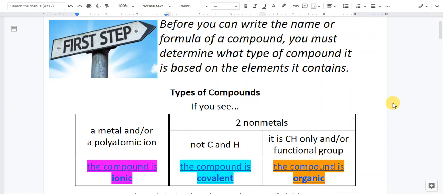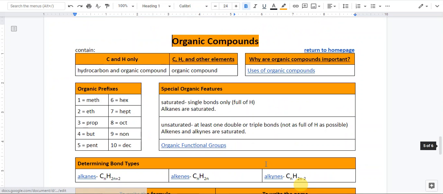Hello everybody. So today we are going to talk about another kind of organic compound called alkenes. Alkenes have carbon and hydrogen in them and they are organic. So let's look there and see what we can learn about alkenes.